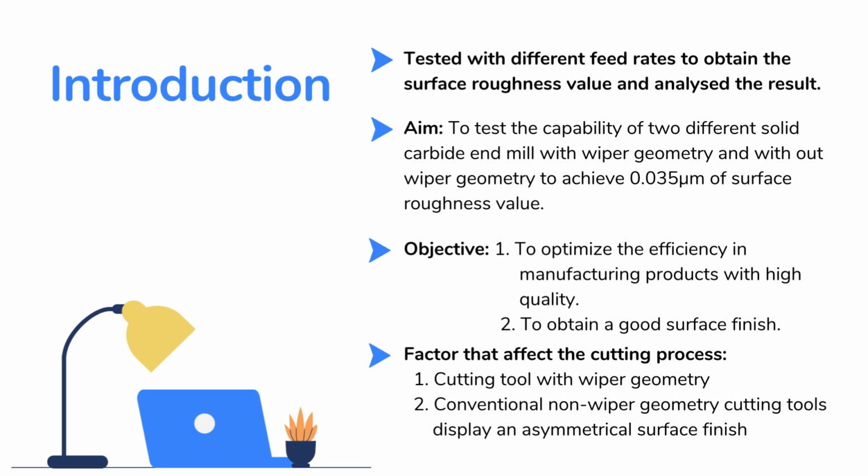There are two objectives in this experiment. The first objective is to optimize the efficiency in manufacturing products with high quality. The second one is to obtain a good surface finish. There are two factors that affect the cutting process. The first one is the cutting tool with wiper geometry. The second one is that conventional non-wiper geometry cutting tools display an asymmetrical surface finish.